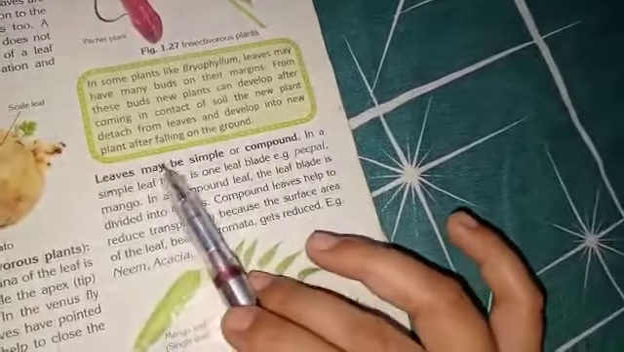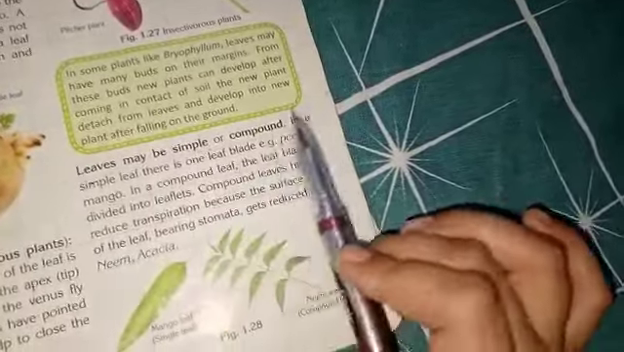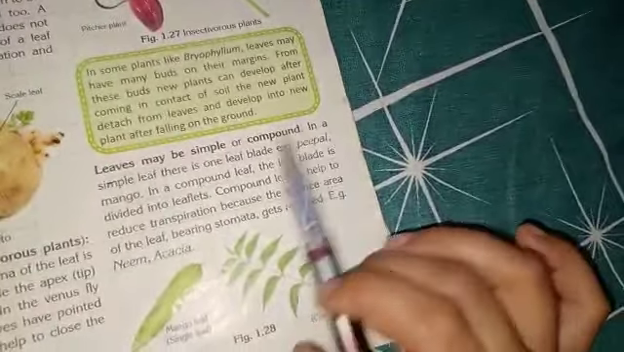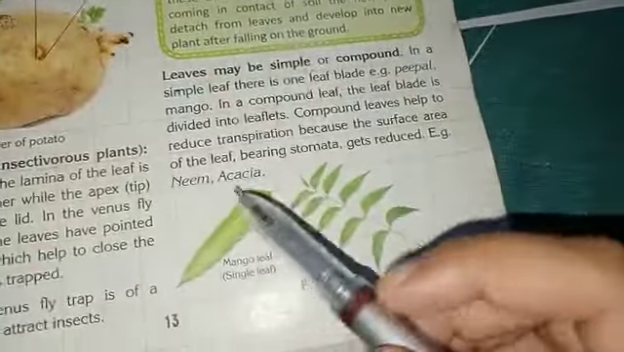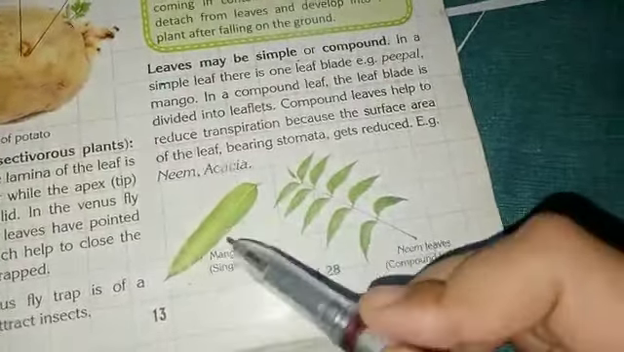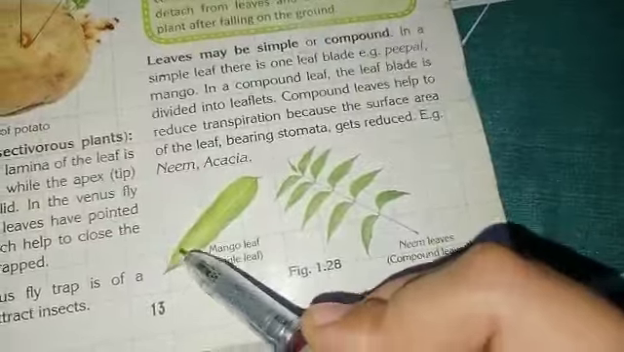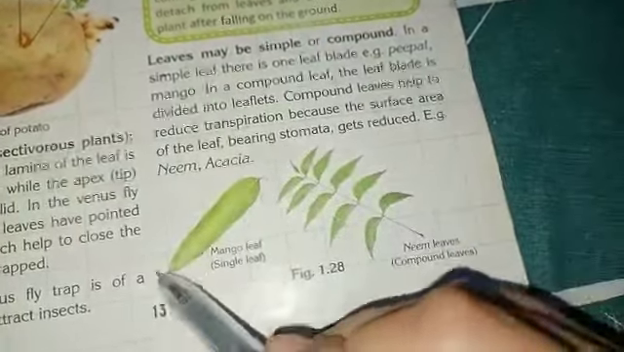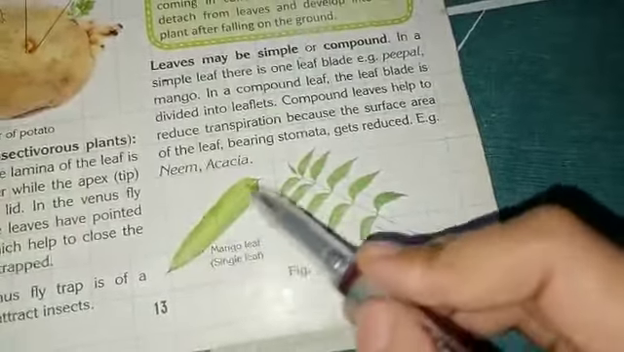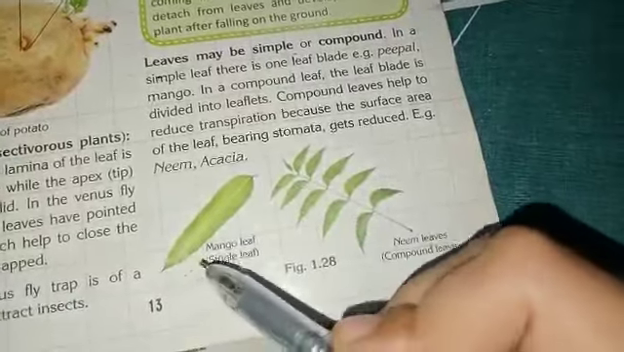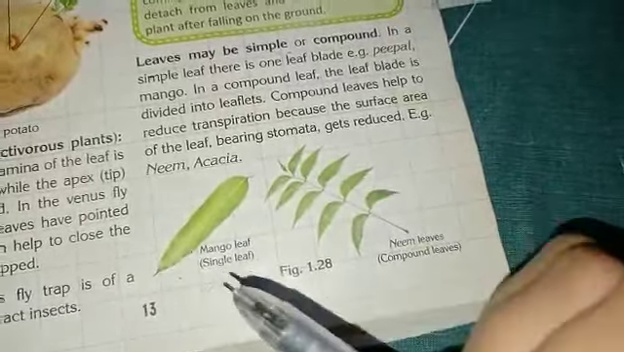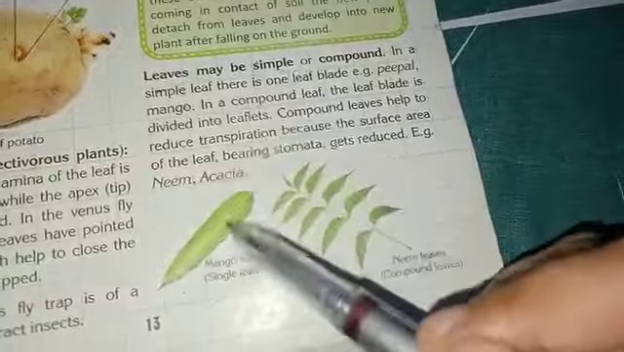Students, leaves are generally of two types. The one is simple leaf and the other one is compound leaf. Okay, simple and compound. Now what is the meaning of simple leaf and compound leaf? Students, see, those leaves in which there is only one lamina, one large lamina or one large leaf blade, that leaf is called simple leaf.